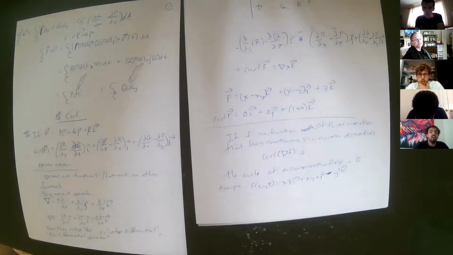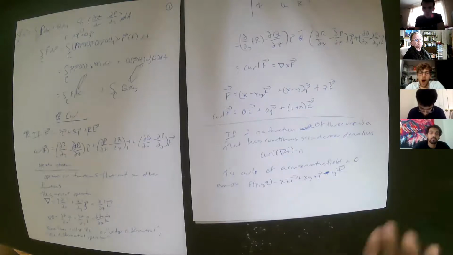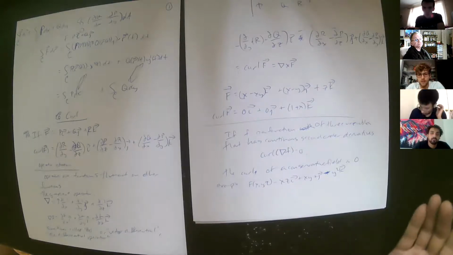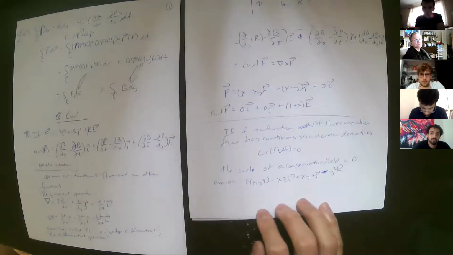So we can check if this is conservative by checking if the curl is 0. If the curl is non-zero, then this will not be conservative, right? So let's compute the curl.